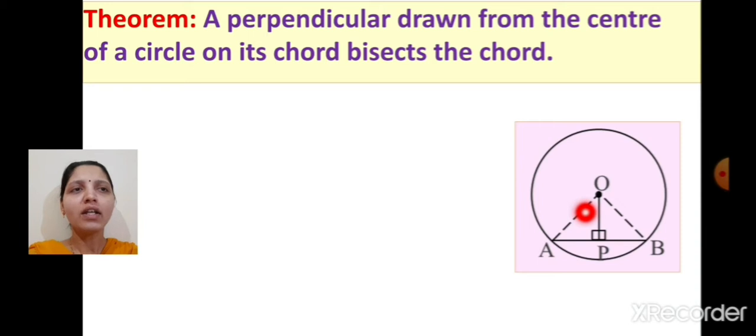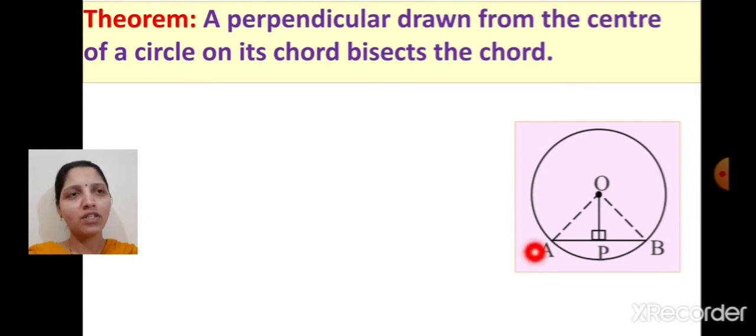Okay. Then we have learned about the radius. So what is radius? Radius is nothing but a segment joining the center of the circle and any point on the circle. Then we have learned about the chords. Now what is the definition for chord? Yes, chord is a segment joining any two points on the circle.